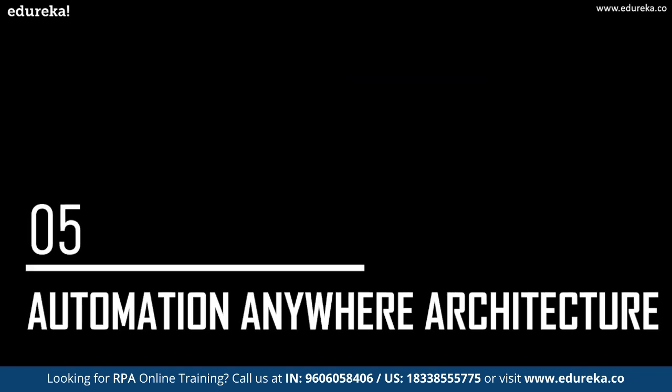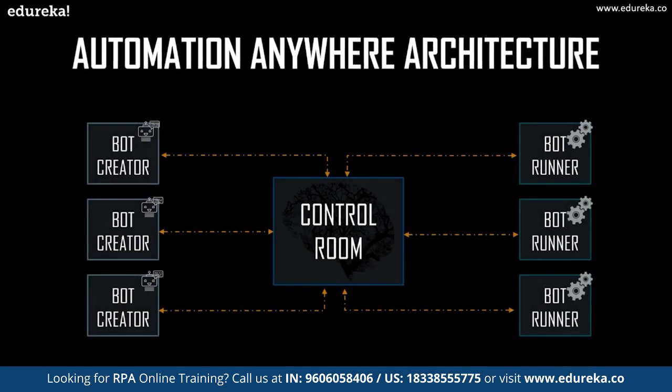Automation Anywhere follows a distributed architecture. Through this architecture, centralized management is accomplished via Automation Anywhere's control room. Well, this architecture is mainly segregated into bot creators and bot runners, apart from the control room. So both of these components are connected to the control room, as you can see on my screen. Now, if you observe on my screen, you see the arrowheads on both sides of bot creators and bot runners connected to the control room, right? So let's discuss each of these components one by one so that you understand how the architecture works, right?